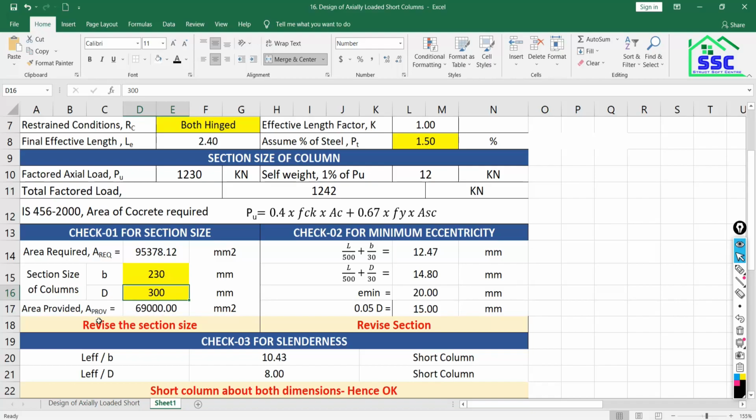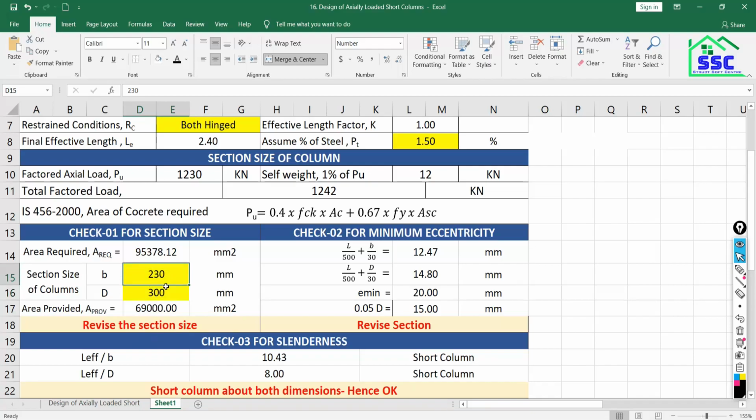So obviously the provided area is less than the required area. Obviously the criteria is failing. Your provided area should always be more than the requirement. Here the area required is 95,000 and you are providing only 69,000, so that is not okay. The sheet will give the intimation that we need to revise the section size.